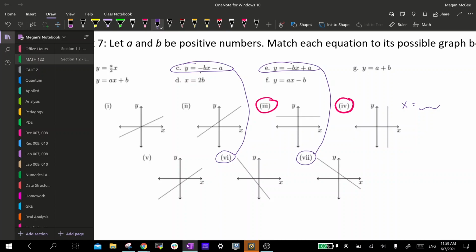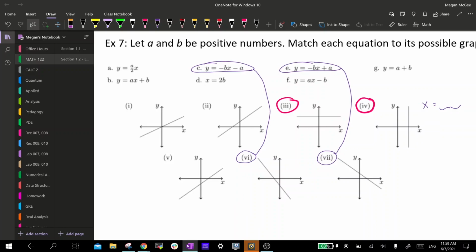Do any of the above equations match this formula? X is equal to something. Well, the only possible option is D. x is equal to 2 times b. Now b is just some positive number. So 2 times some other number is just a number, right? And that's what we were looking for. X is equal to a number. So we can go ahead and match D with 4 over here. Graph number 4.